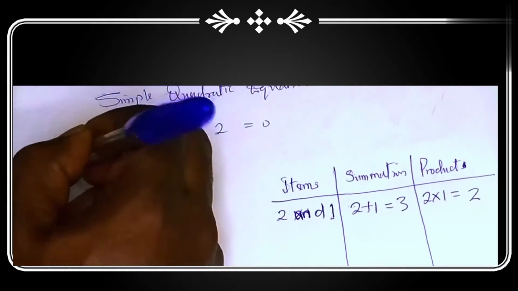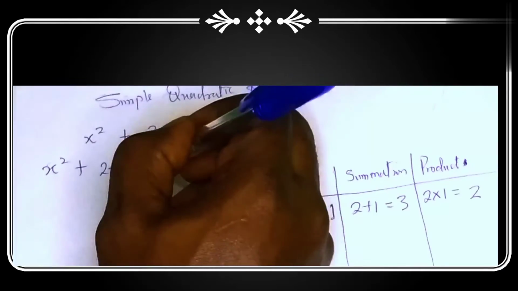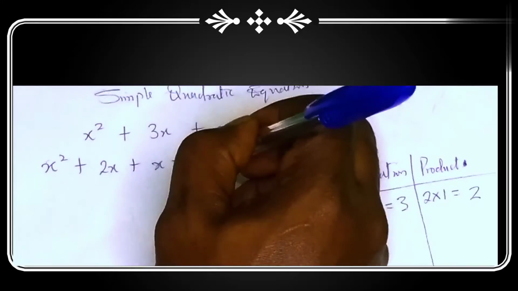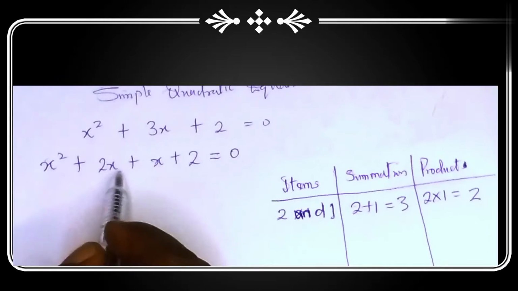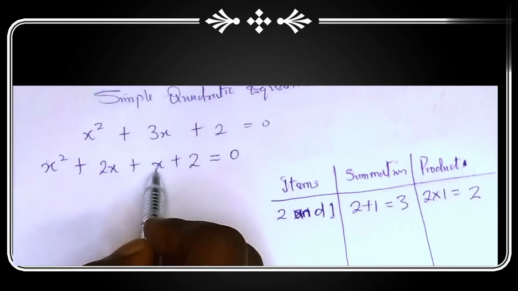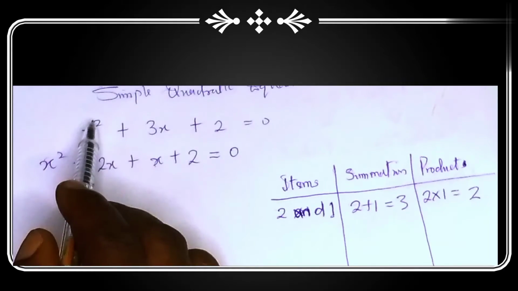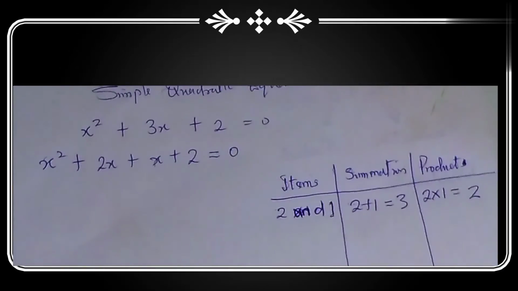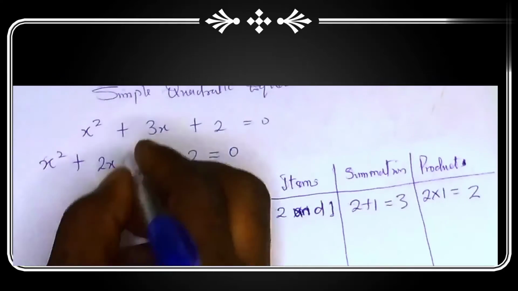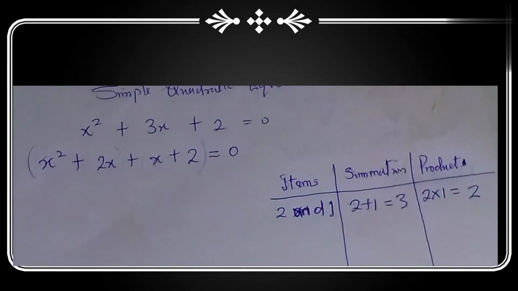So let's look at it. We can change x squared now. We change this 3x to 2x plus 1x. 1x is also the same thing as x. So plus 2 equals 0. x squared plus 2x plus x, x is also 1x, plus 2 equals 0. Now we have 4 items instead of 3, on this side of the equality sign. Now, what do we do? We cut them into 2 parts and then factorize.